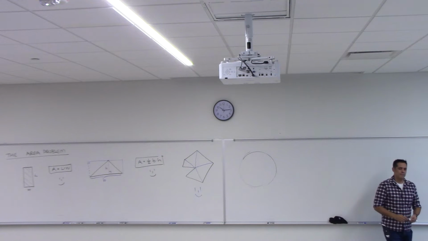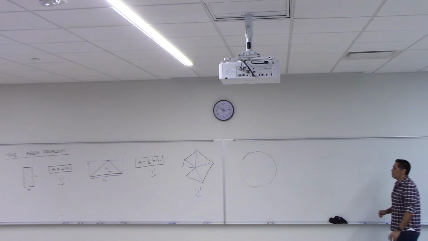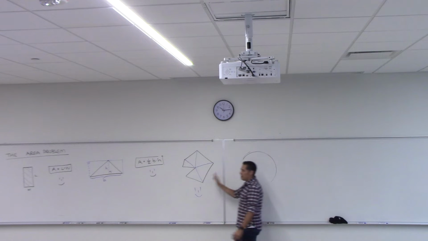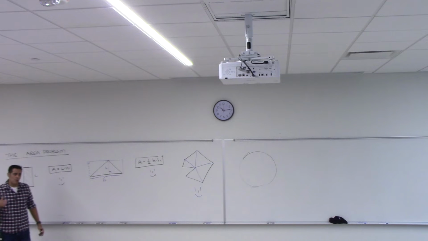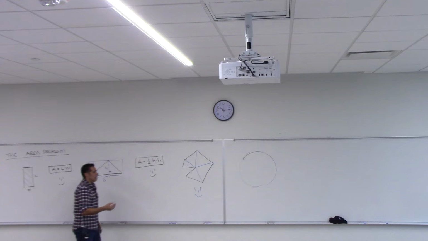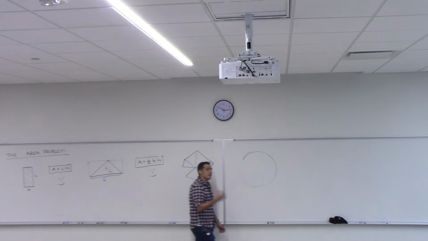Now we have a problem because we don't have straight edges. And since we don't have straight edges, we can't use the triangle, we can't use the rectangle, right? We have curved parts to this. And so this stumped us for a long time. We couldn't figure out how to do this, right?